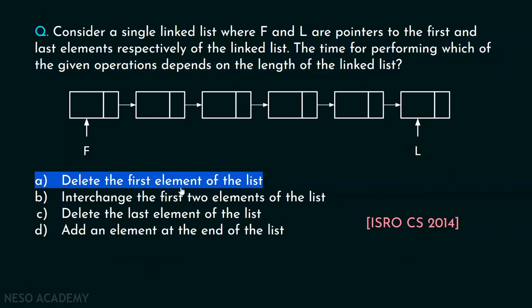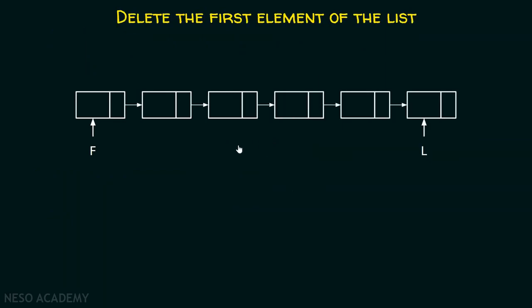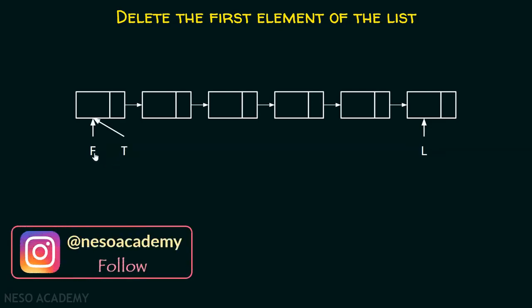The operation is delete the first element of the list. Let's see how much time this particular operation will take. If we want to delete the first element of the list, we can easily delete it using f pointer, but we need another pointer t as well. Because we have to move our f pointer towards right, so that it can point to this particular node.